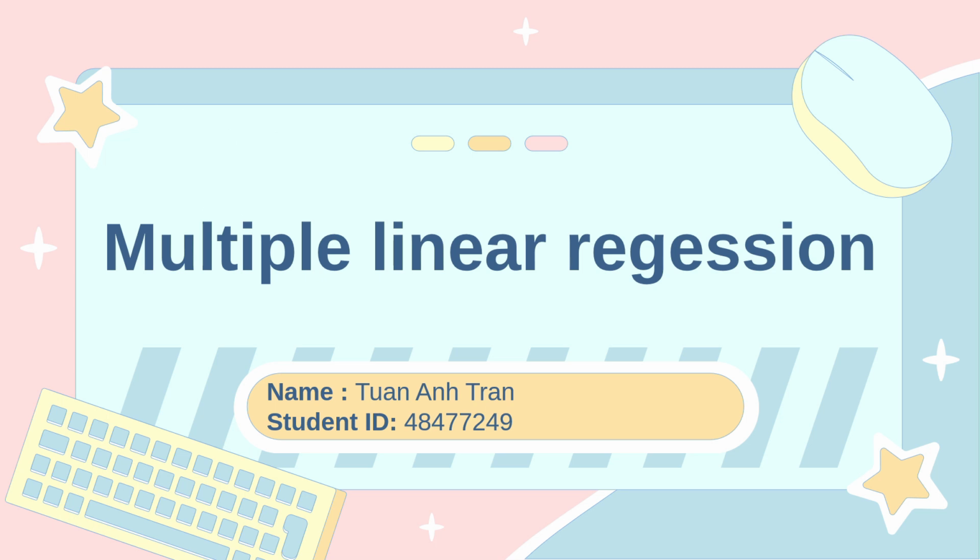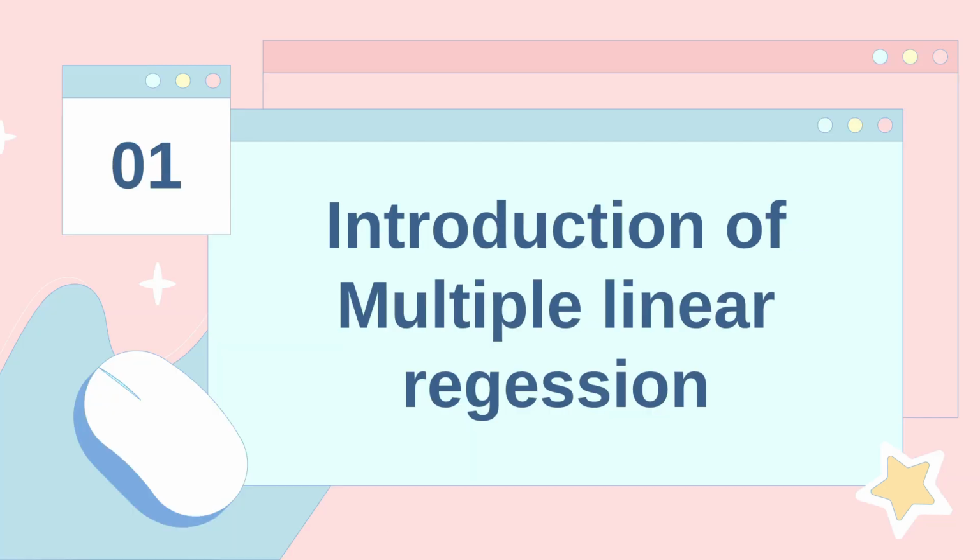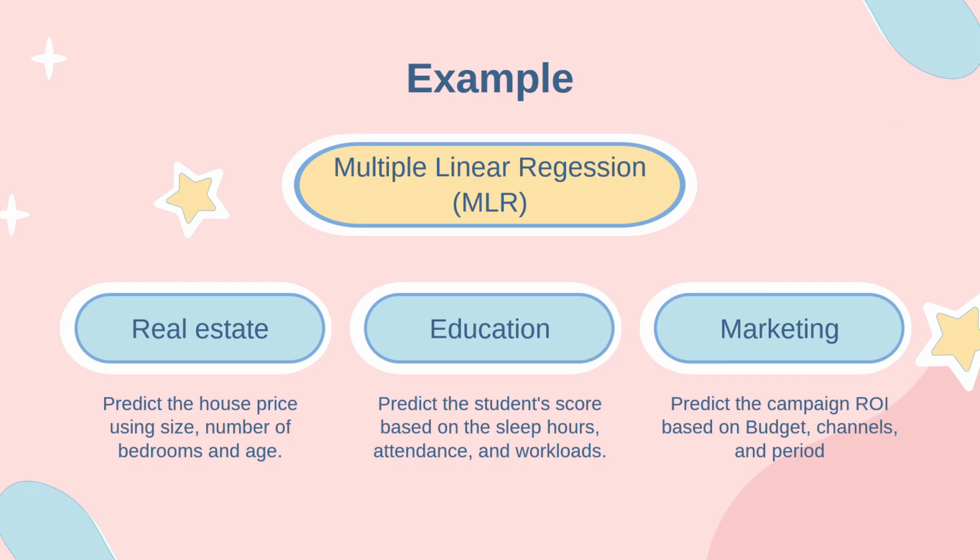Hi everyone, today I want to talk about multiple linear regression. Firstly, I want to give you some explanation about what multiple linear regression is. This is a statistical method for understanding the relationship between one prediction or dependent variable and two or more explanatory or independent variables. Here are some examples of this.